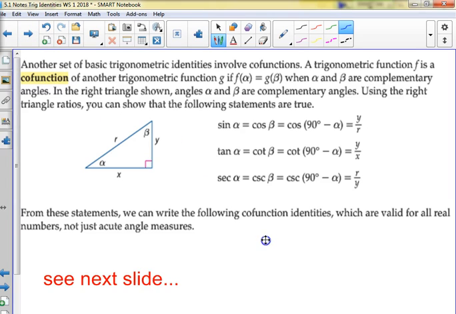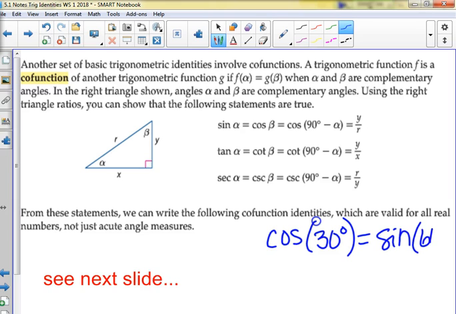Co-functions. Look at your unit circle. I'm not going to spend time on this today, really, but does everybody see that the cosine of 30 is the same as the sine of 60? Look on your unit circle. Yes? Okay. It's also true that the cosecant of 30 is equal to the what? What's the co-function?